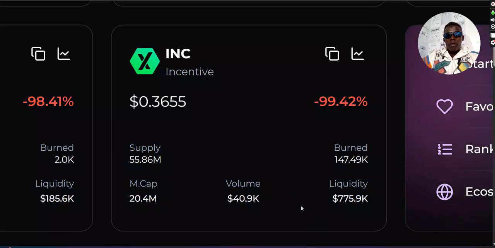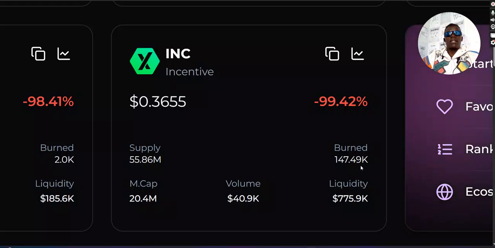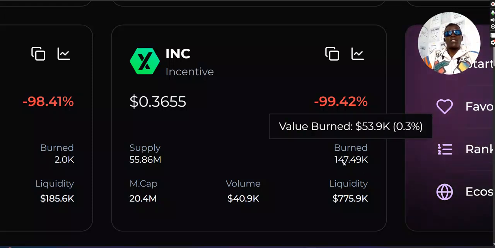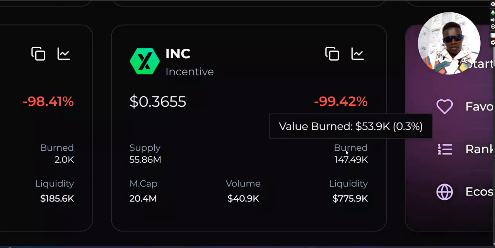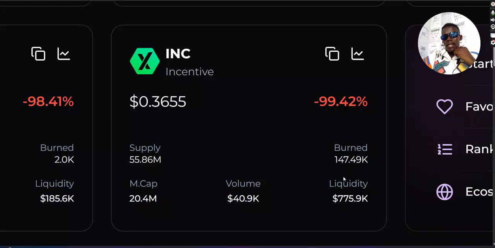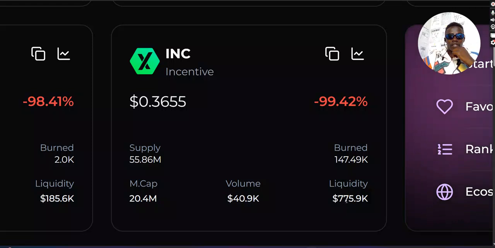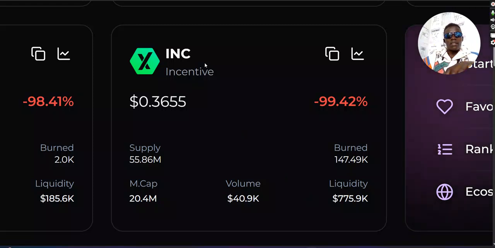Okay, and then we have now the banned tokens at 147.49k. These are the tokens that have been sent to a wallet that you should not have expectations of profit from, and that is what it means by banned. And then you can see now the liquidity. It's at 775.9k dollars.